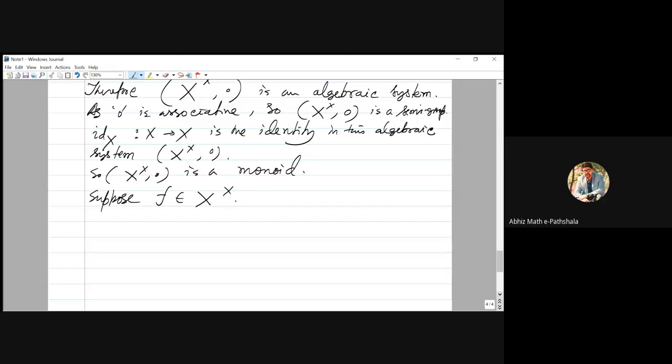And not only that, the converses are also true. That is, if f has a left inverse, then it must be 1-1. If it has a right inverse, then it must be onto. If it has an inverse, then it must be both 1-1 and onto. That is a bijection. Okay.